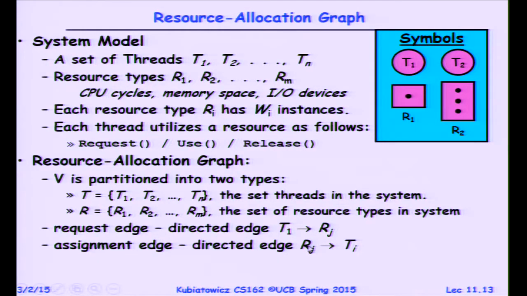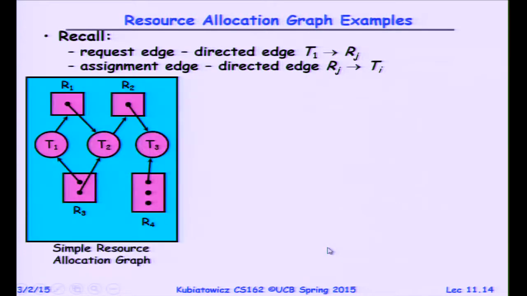Okay, resource RJ owned by thread TI. Or the other way to look at this is called a waits-for graph. So thread TI is waiting for RJ, and RJ is waiting for TI to release it. Okay? Thread TI is waiting for RJ to be released. That's what this arrow means. Okay? And so now we can just do this.